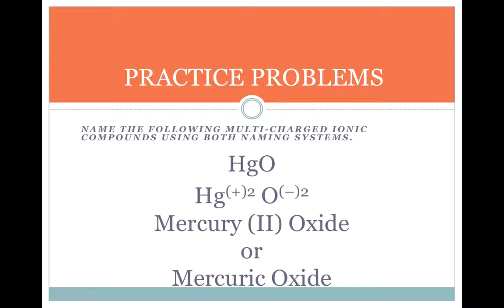So the correct names for HgO would be mercury(II) oxide or mercuric oxide. You should indicate both names. We want to get used to both the stock system, which are the Roman numerals, and the traditional system.